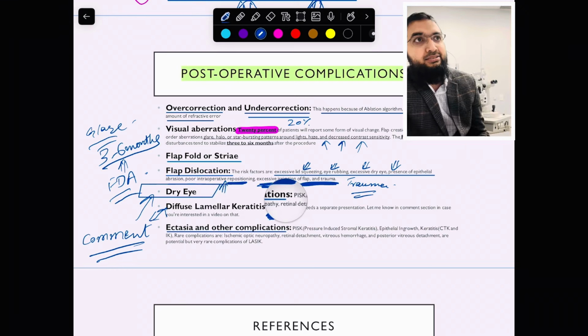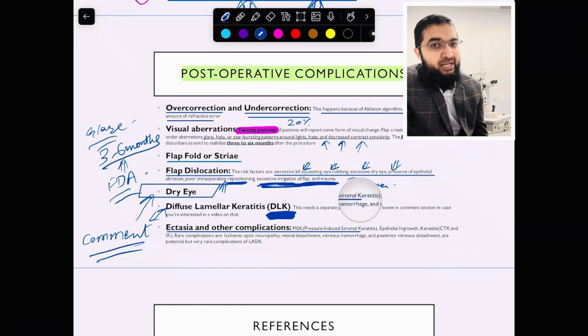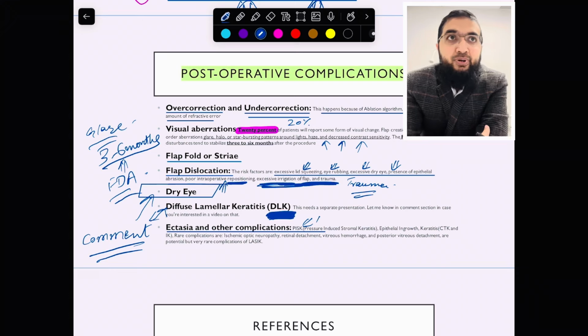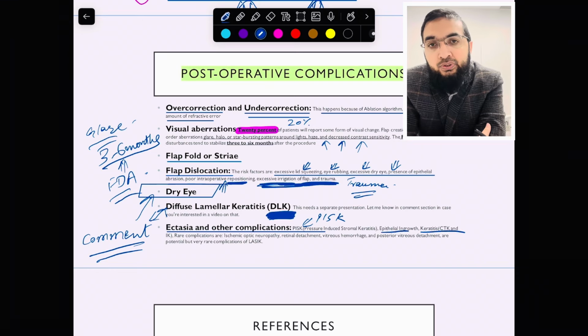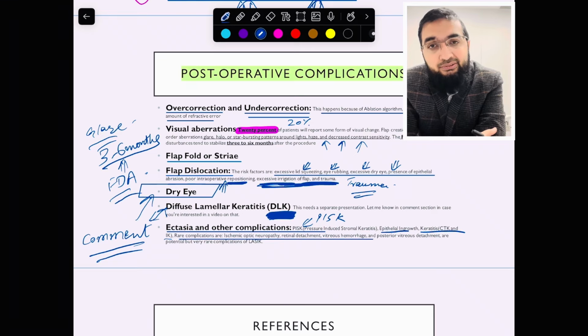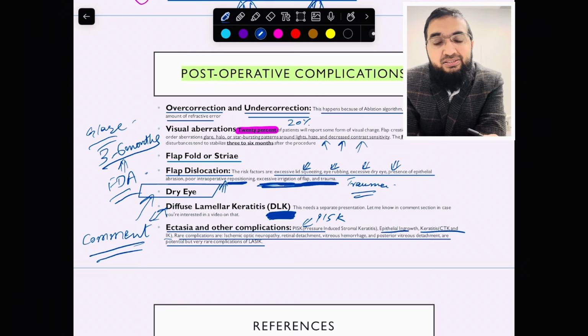Another big class of complications is ectasia, the thinning happening after the surgery. There are also some rare complications that have a potential of happening, but it doesn't happen to everybody. It is very, very rare to see those complications, and I have listed them at the end of this video. PISK, pressure-induced stromal keratitis, epithelial ingrowth, CTK, and infectious keratitis are possible. They don't happen all the time. Another class of rare complications are ischemic optic neuropathy, retinal detachment, vitreous hemorrhage, and PVD, posterior vitreous detachment. They are potential, but again, very rare complications of LASIK surgery.